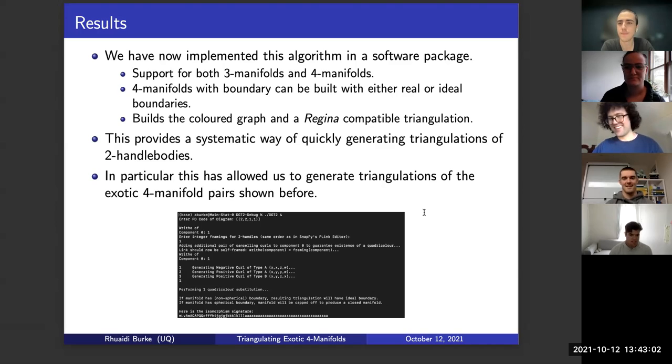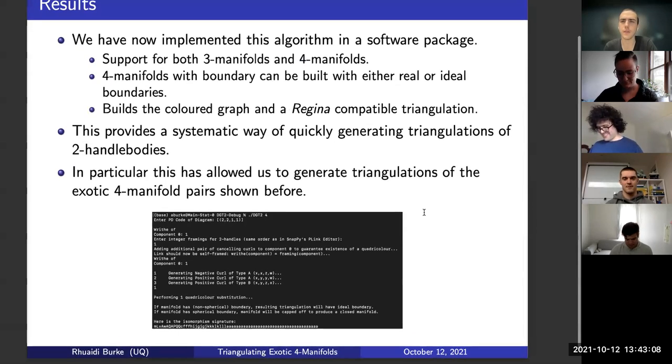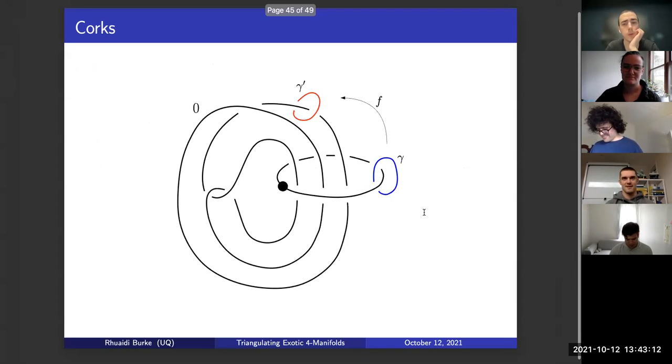My question was, how does this fit in with homology spheres and whatnot? To what extent? Because, for example, the boundary of this cork is a homology sphere. I guess I'm wondering, are there any examples which come up from looking at homology spheres or something like that?